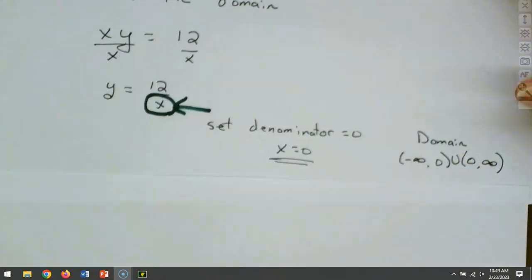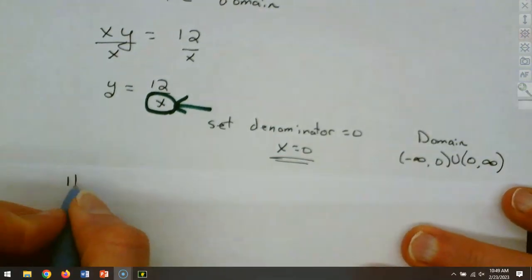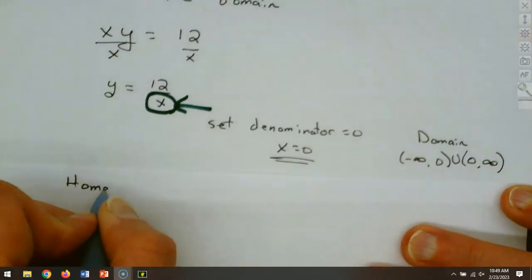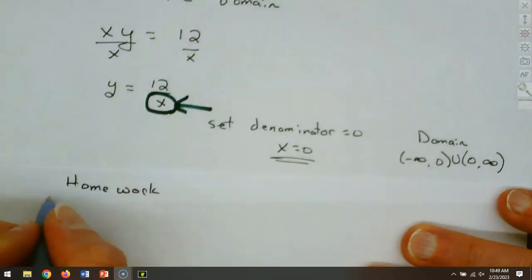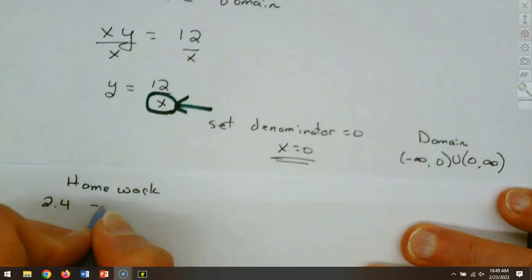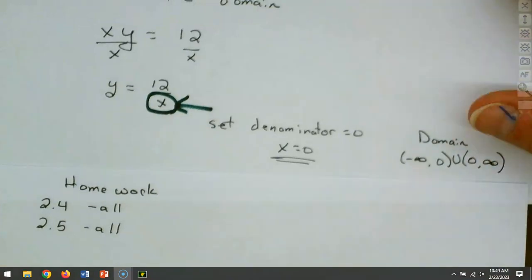Now we have done quite a bit today, but I think you'll find these sections to be really quick and easy. So what have we covered today? What's in your homework? Well, your homework is going to be 2.4, you should be able to do them all. 2.5, you should also be able to do them all.